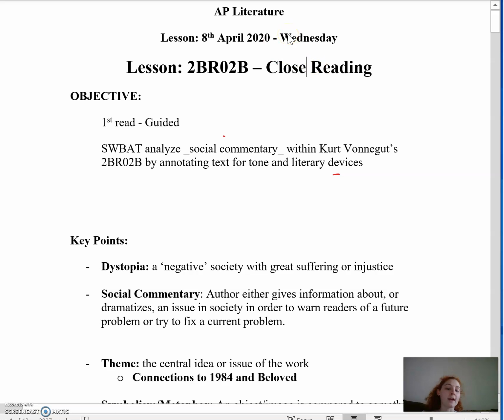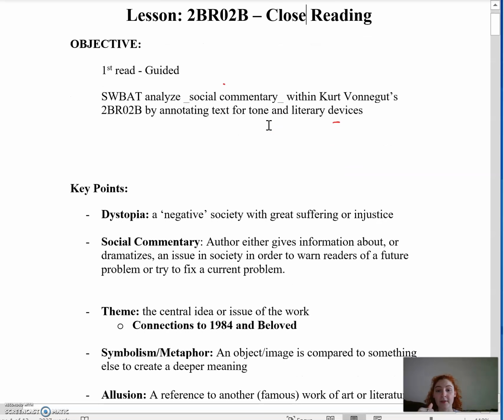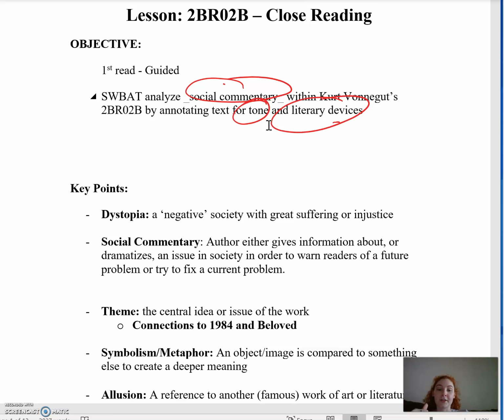You should have already read this short story on your own time with 3 easy CFU questions for the initial reading. And this time I'm not going to read it straight to you all the way through. I'm going to point to key moments that happen through it, and you should already know what I'm talking about. Our objective is that students will be able to analyze the social commentary within Kurt Vonnegut's To Be or Not to Be by annotating the text for tone and literary devices.